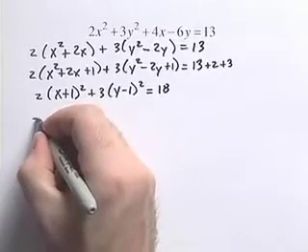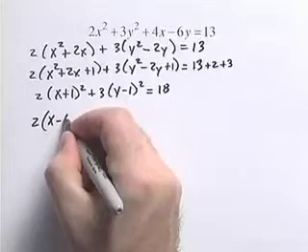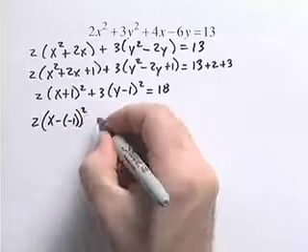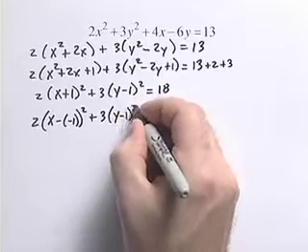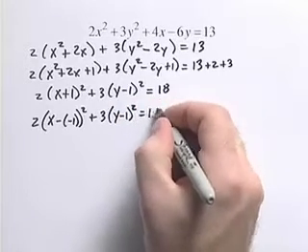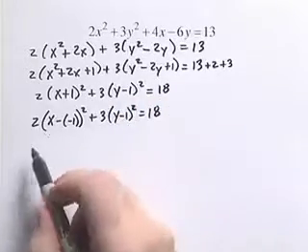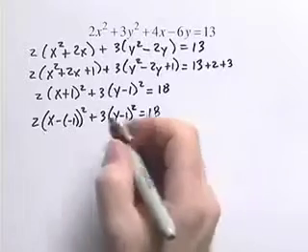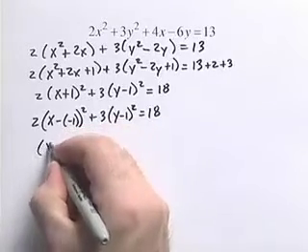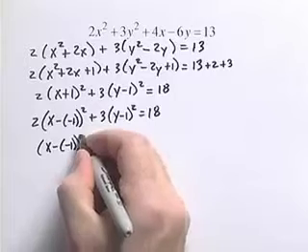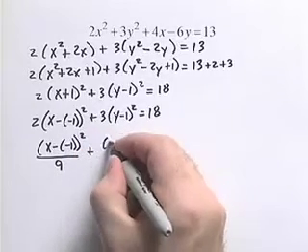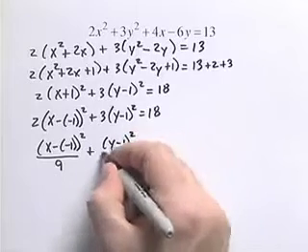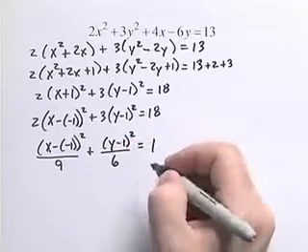We'll write this as 2 times (x minus a negative 1) quantity squared plus 3 times (y minus 1) quantity squared equals 18. And if we divide both sides by 18, we'll get (x minus negative 1) quantity squared over 9 plus (y minus 1) quantity squared over 6 is equal to 1.